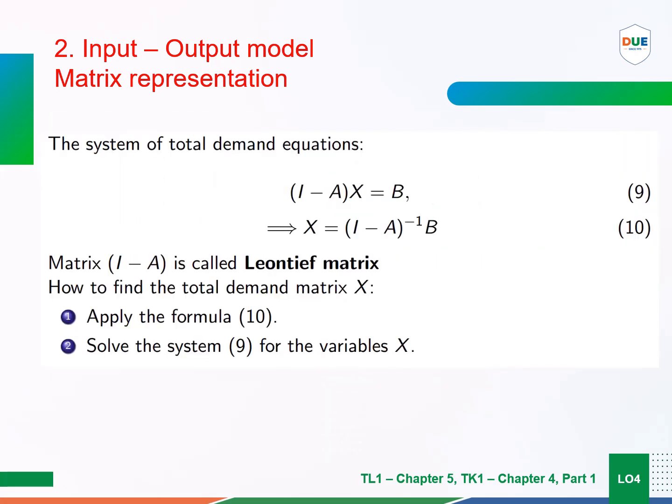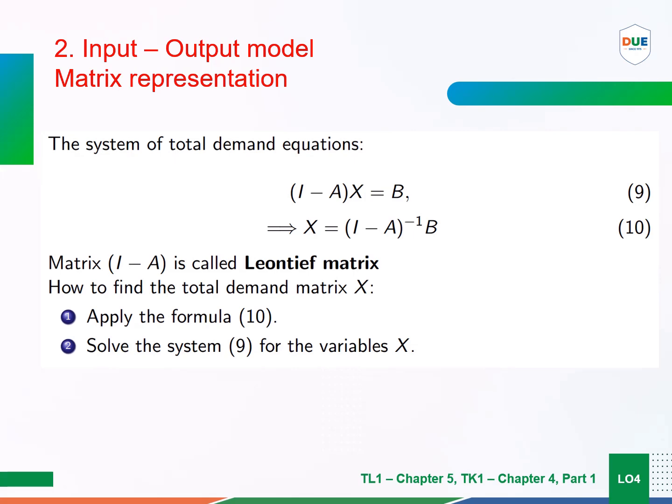From the previous slide, we obtained the standard input-output equation, (I minus A) multiplied by x equals b. I minus A is called the Leontief matrix. If the Leontief matrix is invertible, we can solve for the total output vector x by multiplying both sides by its inverse. This gives x equals the inverse of (I minus A) multiplied by b.